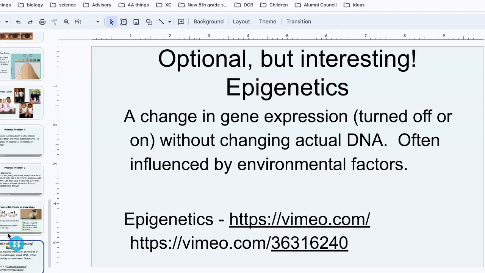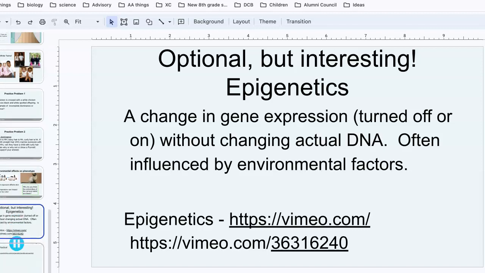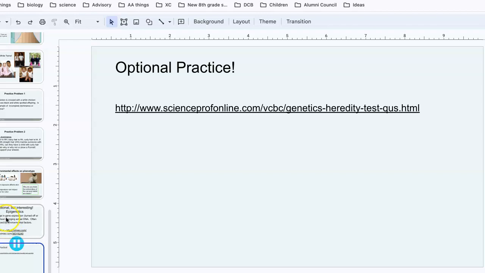As we said, we've gone over epigenetics, which can be an environmental factor, which I think is really interesting. And that takes us to the end of this lecture.